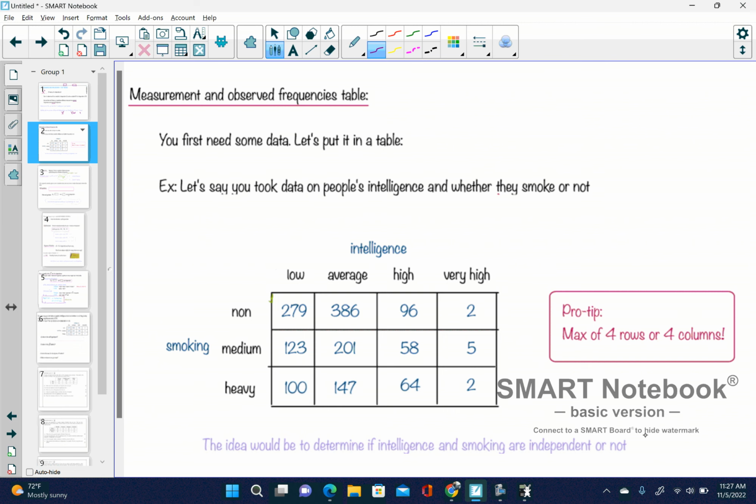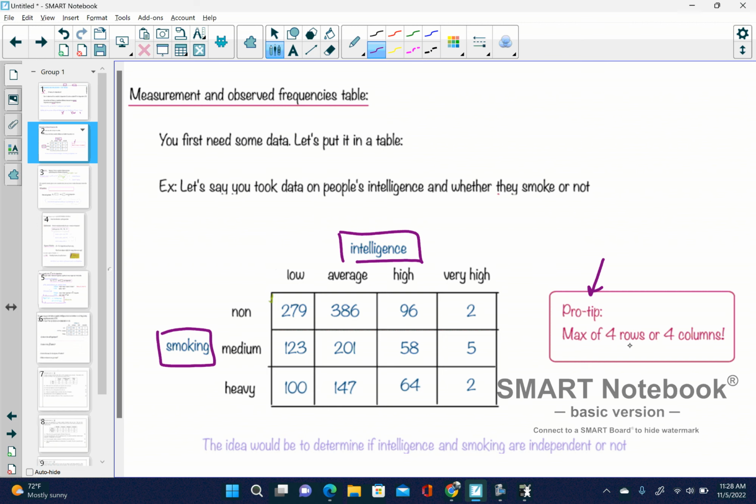We'll do the actual math in a bit, but I don't know if you've ever heard that if you smoke, you are less intelligent, or some people say more intelligent. So you can use chi-squared to see if these two variables, intelligence and smoking, are independent of each other. Something you need to know for the IB exam, for paper one and paper two: they won't give you more than 4 rows or 4 columns to type in, just because it's annoying to type that in.